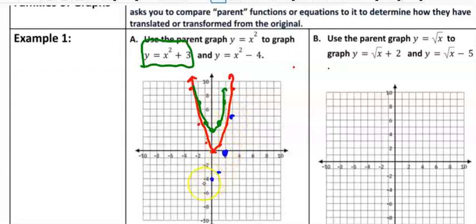Does everybody understand why I go to the right 1? What's 1 squared? 1. Right 2, what's 2 squared? 4. Right 3, what's 3 squared? 9, correct? And then I use my symmetry. 1 unit over, 2 units over, 3 units over. It's symmetrical about the y-axis, isn't it? Correct? So there's that one there.